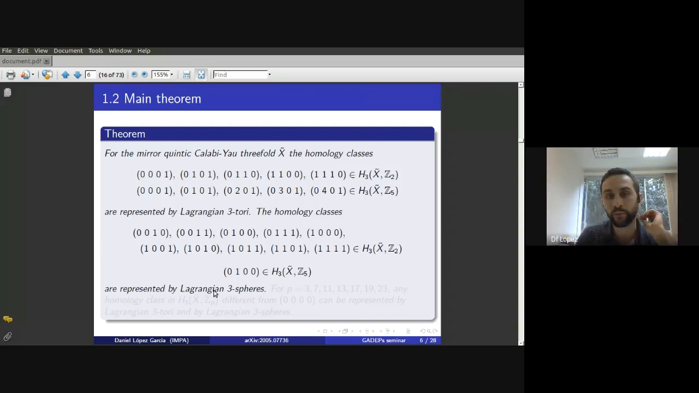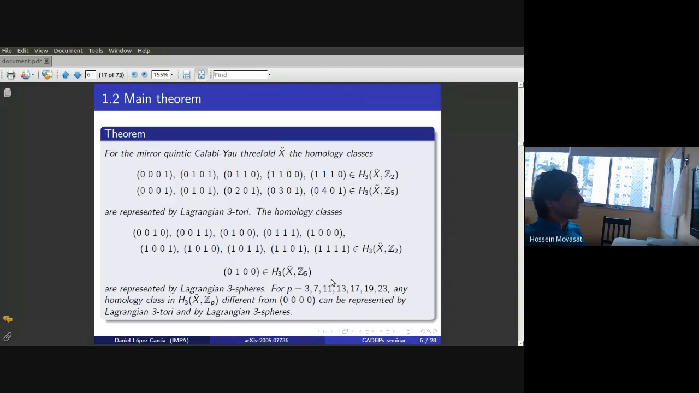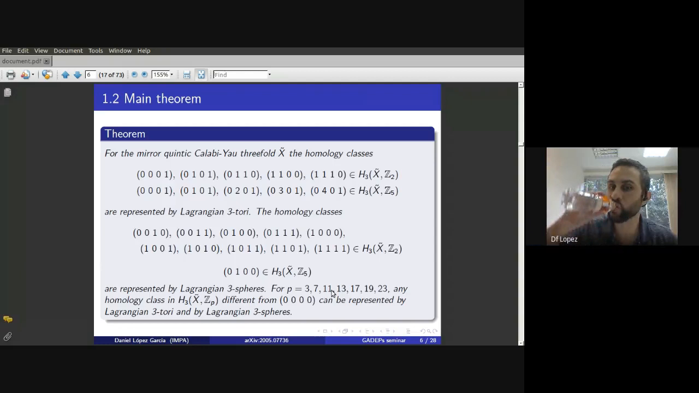And for these frame numbers, recall that this H3 is of rank 4 and you have chosen a basis and you are writing in a basis of H3. Yes, I say that this homology is a free module of rank 4, and we chose some basis such that those cycles correspond with a submanifold, in this case three-tori, and in this case three-spheres.